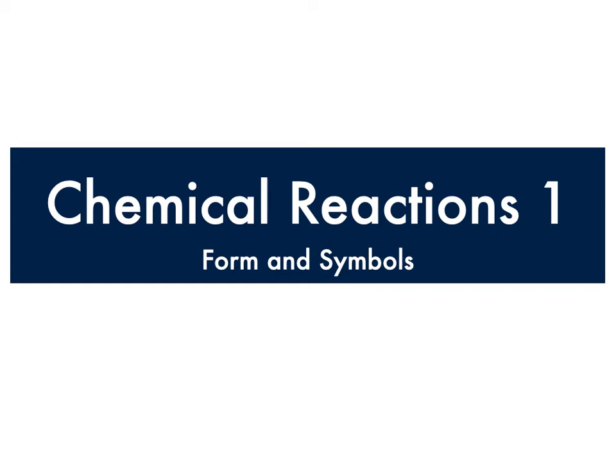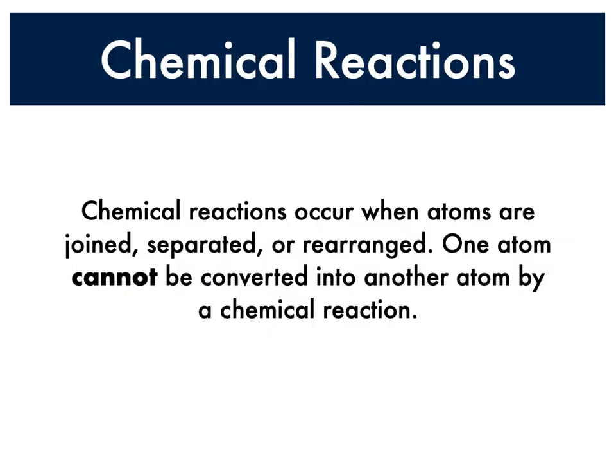So today we're going to talk about chemical reactions. And we learned way back when we were talking about Dalton's atomic theory that one of the parts of his theory was to talk about what happens to atoms in chemical reactions. And he said chemical reactions occur when atoms are joined, separated, or rearranged. And he followed that up by saying that the atoms of one element cannot be converted into the atoms of another element by chemical reaction.